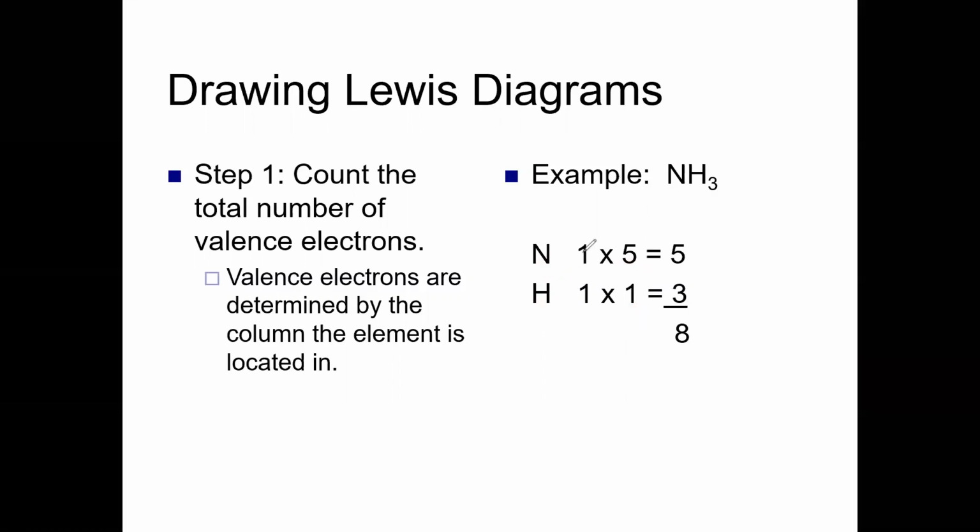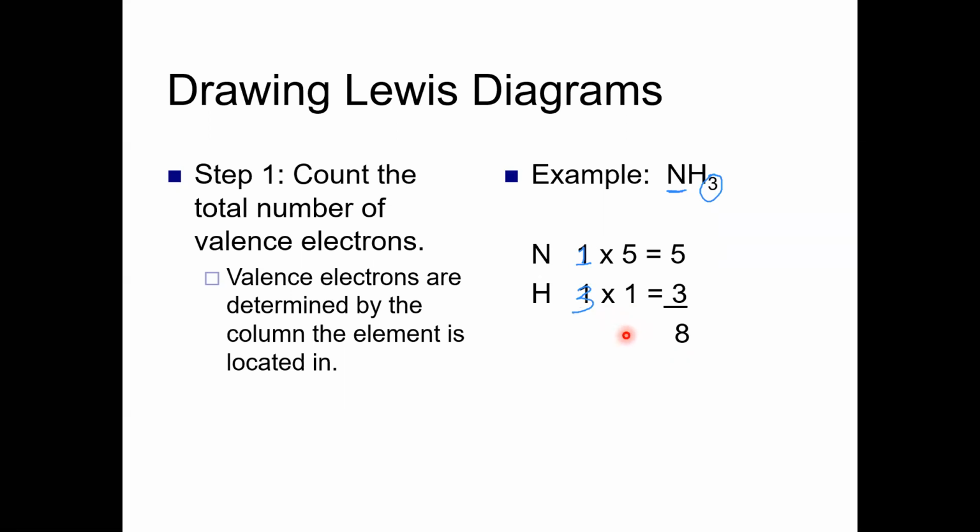We know that we have 1 nitrogen in our compound, but we see that we have 3 hydrogens in our compound. So this number here should actually be a 3. So 3 times 1, so 3 hydrogen atoms, each contributing 1 valence electron, gives us 3 overall valence electrons coming from the hydrogen portion. So 5 valence electrons plus 3 valence electrons equals 8 valence electrons. Notice that our molecule here has no overall charge, so we don't need to add or subtract any valence electrons here.